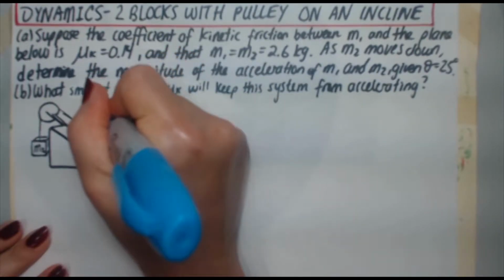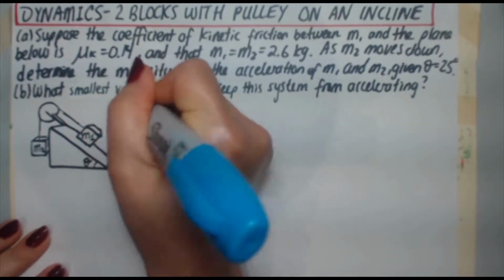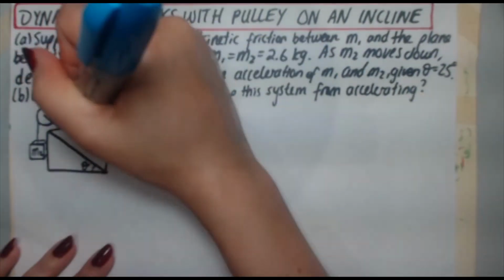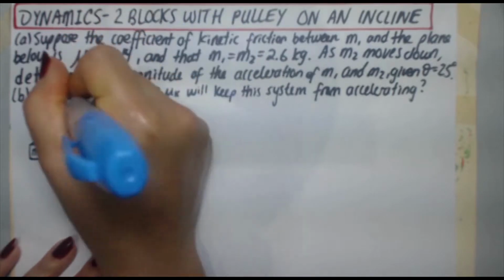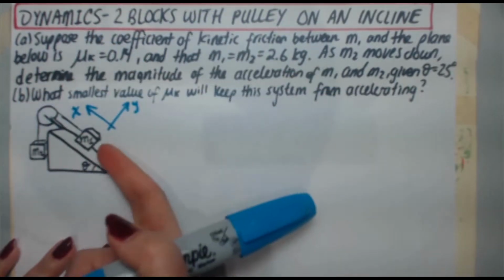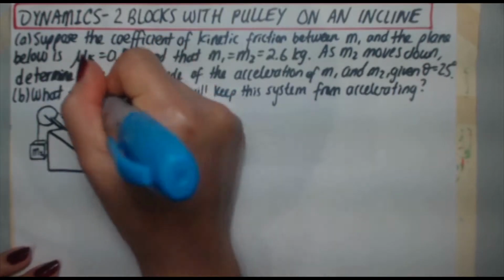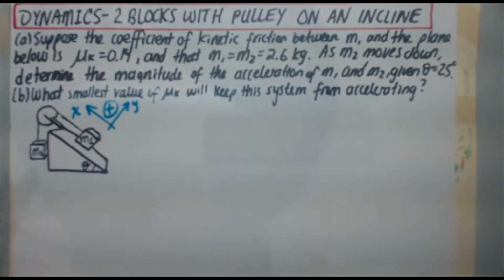So for example, y is going to be perpendicular to the ramp, and instead of x being down parallel, x is going to be up parallel. And this, mind you, is just going to be for M1. M2 is going to have the same coordinate system up and down. So these are our positive x and y directions.